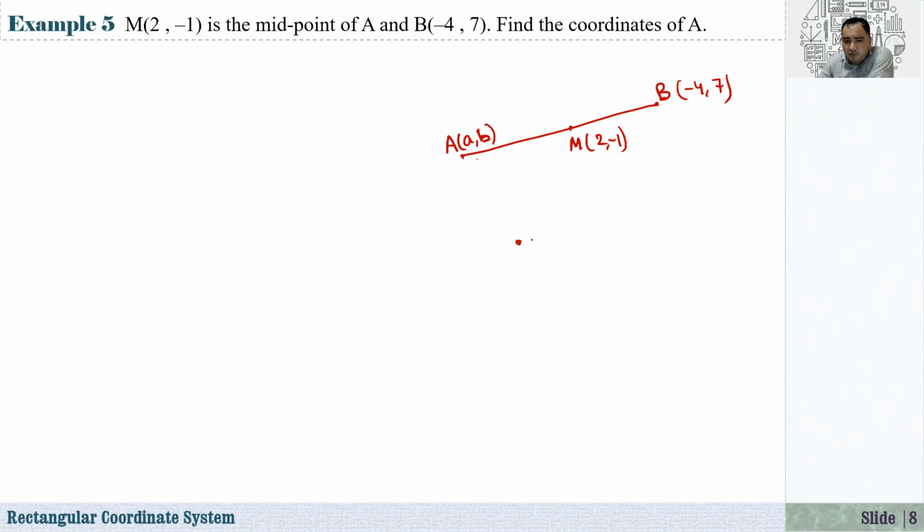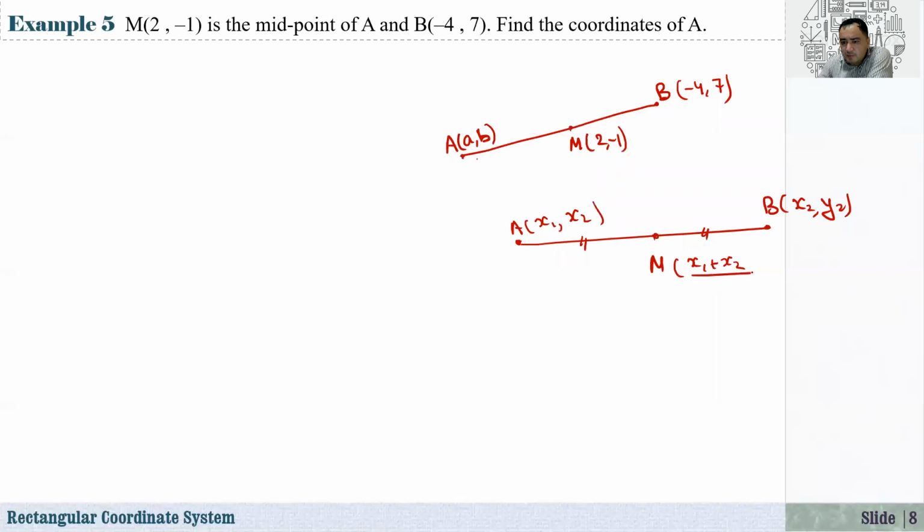So if you're given any 2 points, let's say this is point A, whose coordinates are x1 and y1, and let's say we have another point B, whose coordinates are x2 and y2. And how about the midpoint? Here, these line segments are equal. The midpoint will be (x1 plus x2) over 2, and (y1 plus y2) over 2. The proof is very simple, but let me just prove this, and for other questions, I can use this formula.